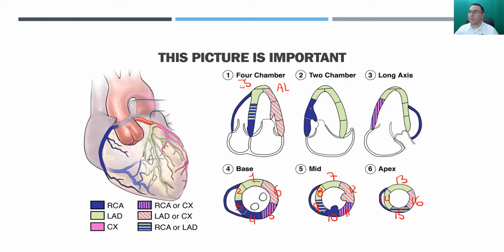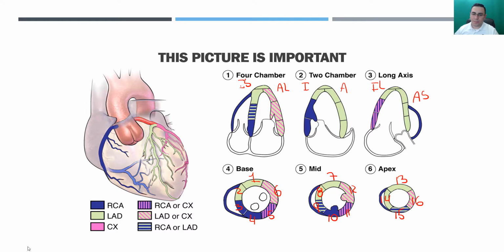All right, this wall here, we're going to call it inferior. This one right here is the anterior. And notice something, the 2 chamber is the only one that has pure walls, inferior and anterior, so it doesn't have a combination of segments. Like, for example, the 4 chamber, as you saw before, and the long axis. Look at the long axis. This one right here, we're going to call infralateral, and this one right here, we're going to call anteroseptal.